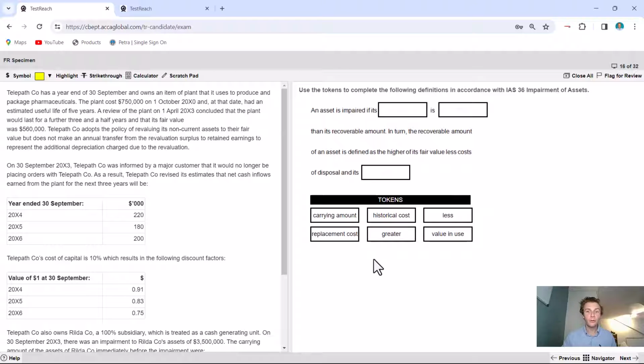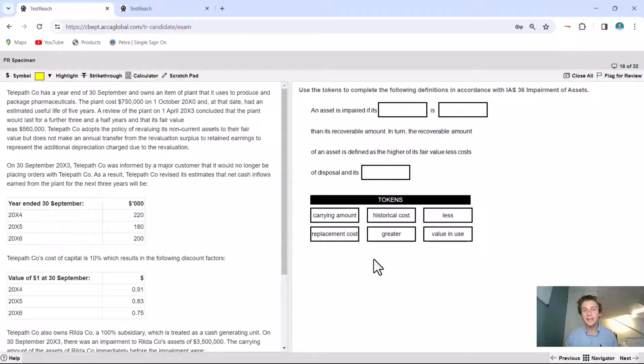But if we look at the requirement with these tokens that we're going to have to shift over, we say, well, hang on, this doesn't actually have anything to do with Telepath. This is testing my actual financial reporting knowledge on IAS 36 in this case. So you've just got to be careful, and a good exam technique for Section B is to ask: is it relating to the scenario, yes or no? Or is it just asking me to demonstrate knowledge?